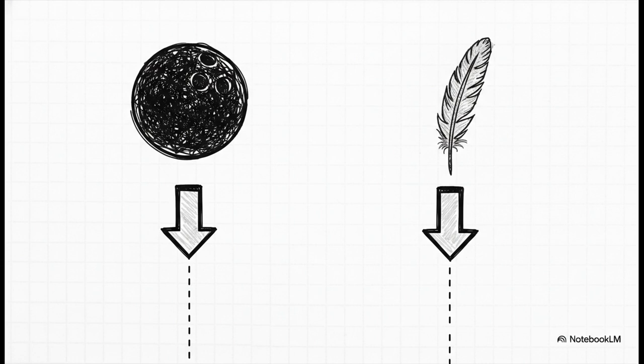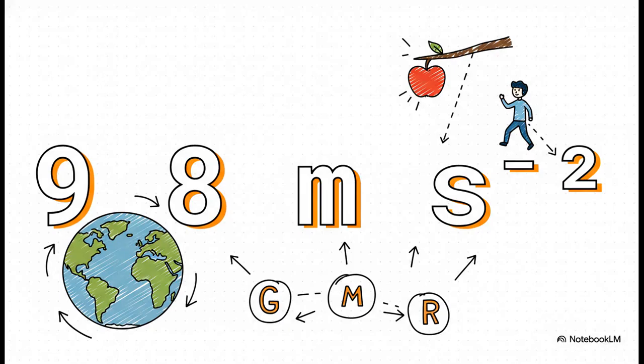In the absence of other forces, they will accelerate at the exact same rate. Just let that sink in for a moment. It's quite profound. So, once the mass of the object is gone from our equation, we are left with a formula for g. And if we put in the known values for the universal gravitational constant, the mass of the Earth, and the radius of the Earth, what number do we get? You guessed it. We get 9.8 meters per second squared. And that is where that famous number comes from.